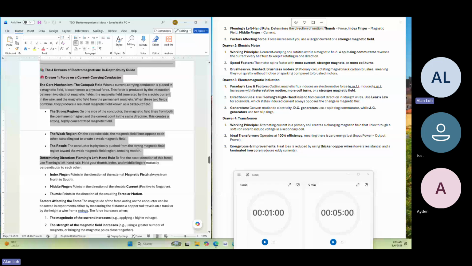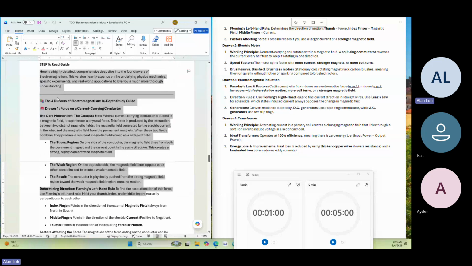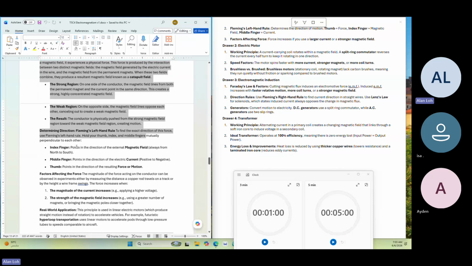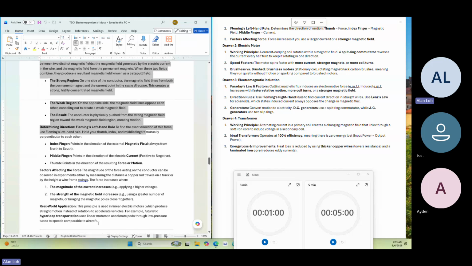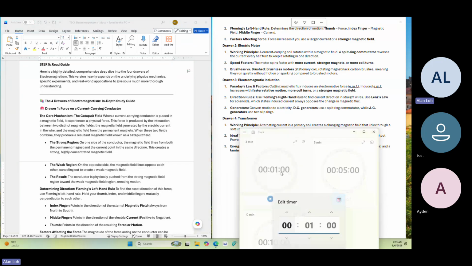Now, how are we going to do this? I'm going to give you 2 minutes to read from step 5 until aircraft. I think 3 minutes, okay? Step 5 until aircraft. I'm going to scroll down as we read. 3 minutes. Let's start now.